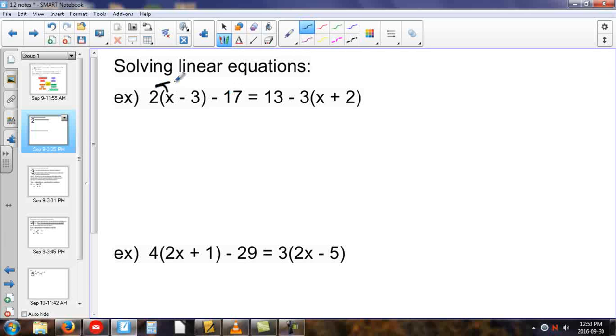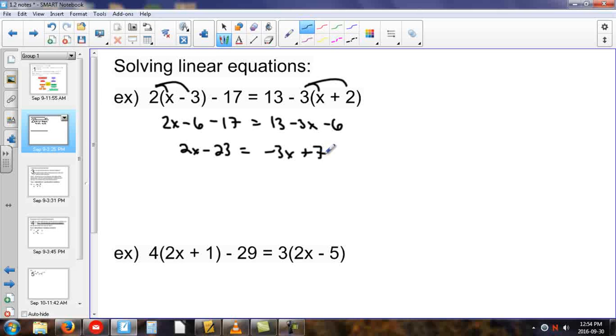So the first thing I might want to do is distribute to get 2x minus 6. There's still a minus 17 equals 13. And this is a negative 3, so it's minus 3x and minus 6. Now, at this point, we need to simplify. I'm just going to combine everything that's on the left and everything that's on the right to simplify. 2x can't combine, but I get a minus 23. The 6 and 17 give us a negative 23. Over here, I've got negative 3x, and then a 13 and a negative 6 is a positive 7.